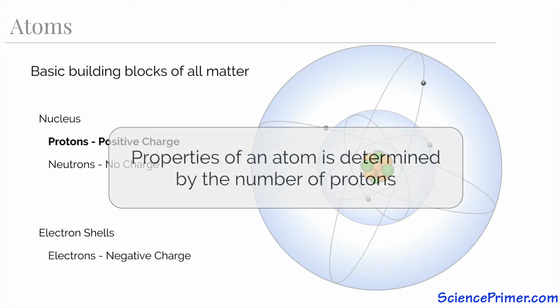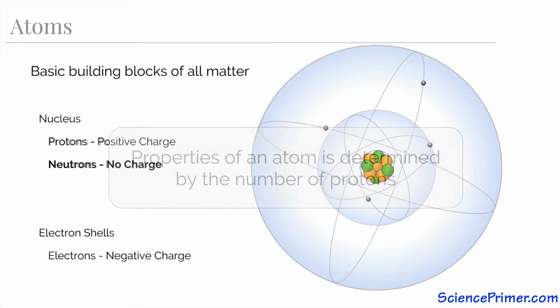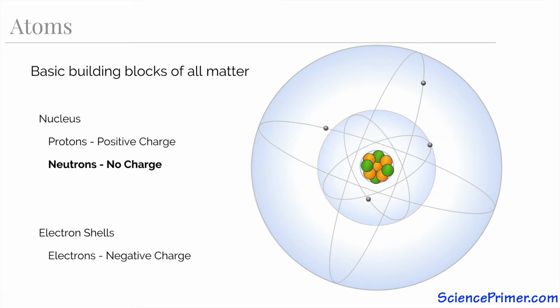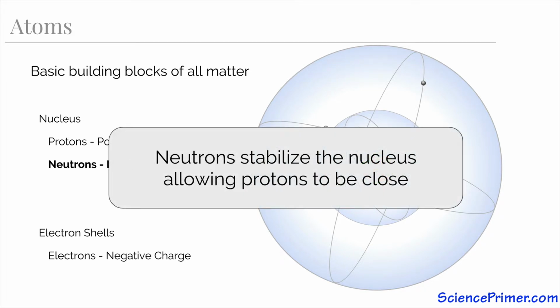If an atom has 1 proton, it is hydrogen. If it has 2, it is helium. If it has 8, it is oxygen. This is unalterably true. Neutrons do not alter properties of an atom other than its mass, but they do play a role in stabilizing the atom. Their presence allows multiple, positively charged protons to remain tightly packed together inside the nucleus.